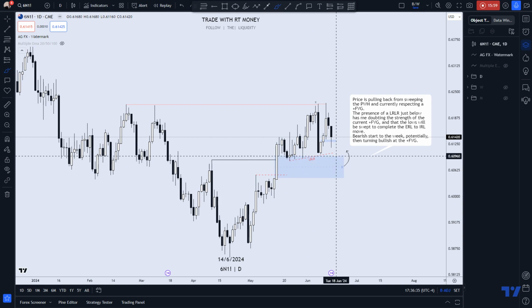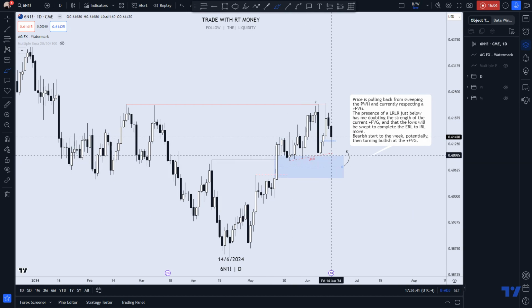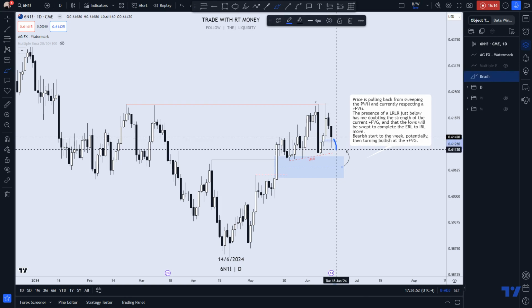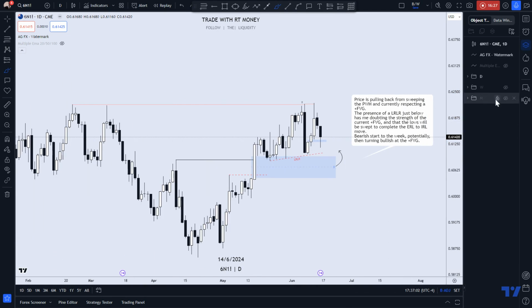But the problem is there are relative equal lows down here, a low resistance liquidity run, and price could very well take out that small fair value gap, sweep these lows, and then you know that price could have a lot of liquidity to make a run up. All right, let's move on to the next one.